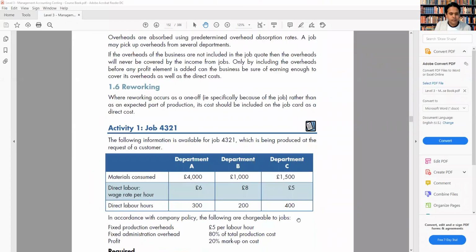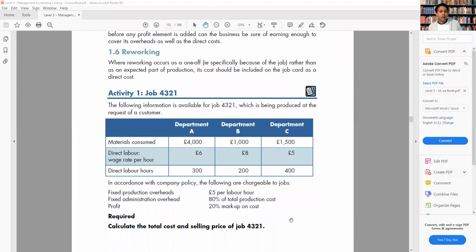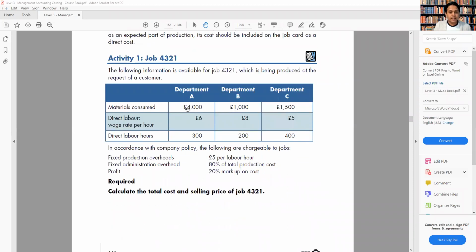Let's do one example. Activity 1, job 4321. The reason they give us this number, job 4321, is so that we understand this is one specific order from one customer. It's not a batch, it's not something identical. Because this order is from one specific customer, we call this job costing.